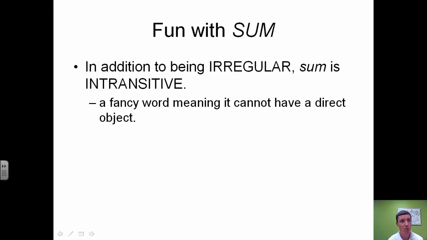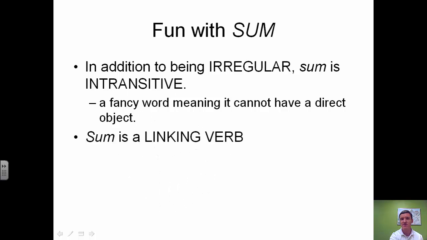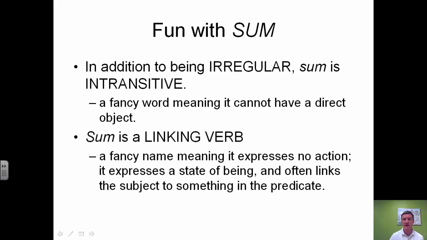Fancy. Why can't it have a direct object? Well, because it doesn't express any action, right? How does that happen? Well, it's a linking verb, right? What does being a linking verb mean? Linking verb is a fancy name meaning it expresses no action. It expresses a state of being and links the subject to something in the predicate. So let's backtrack for a sec. Why can't it have a direct object? Well, because of what I just said, right? If it doesn't express action, it can't have a direct object.